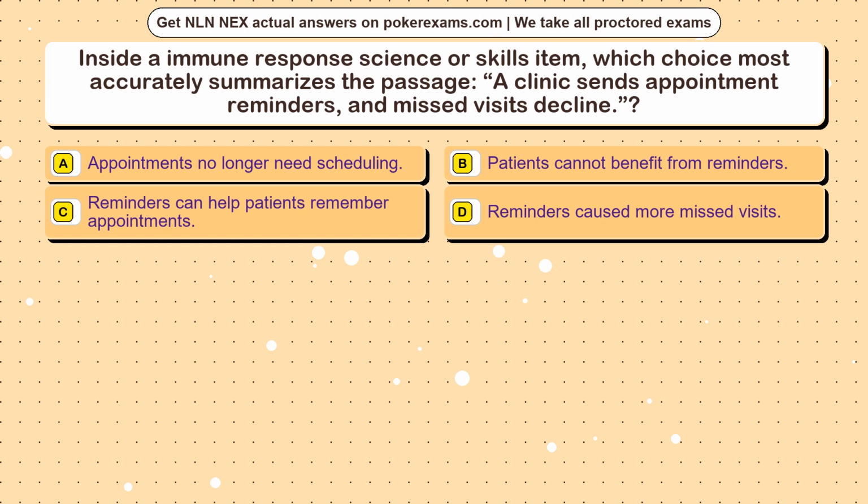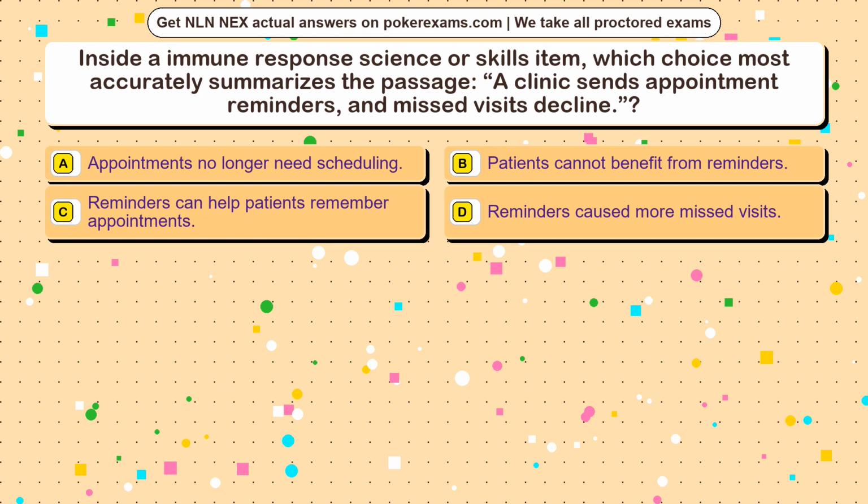Question 24. Inside an immune response science or skills item, which choice most accurately summarizes the passage? A clinic sends appointment reminders, and missed visits decline. Option A, appointments no longer need scheduling. Option B, patients cannot benefit from reminders. Option C, reminders can help patients remember appointments. Option D, reminders caused more missed visits.